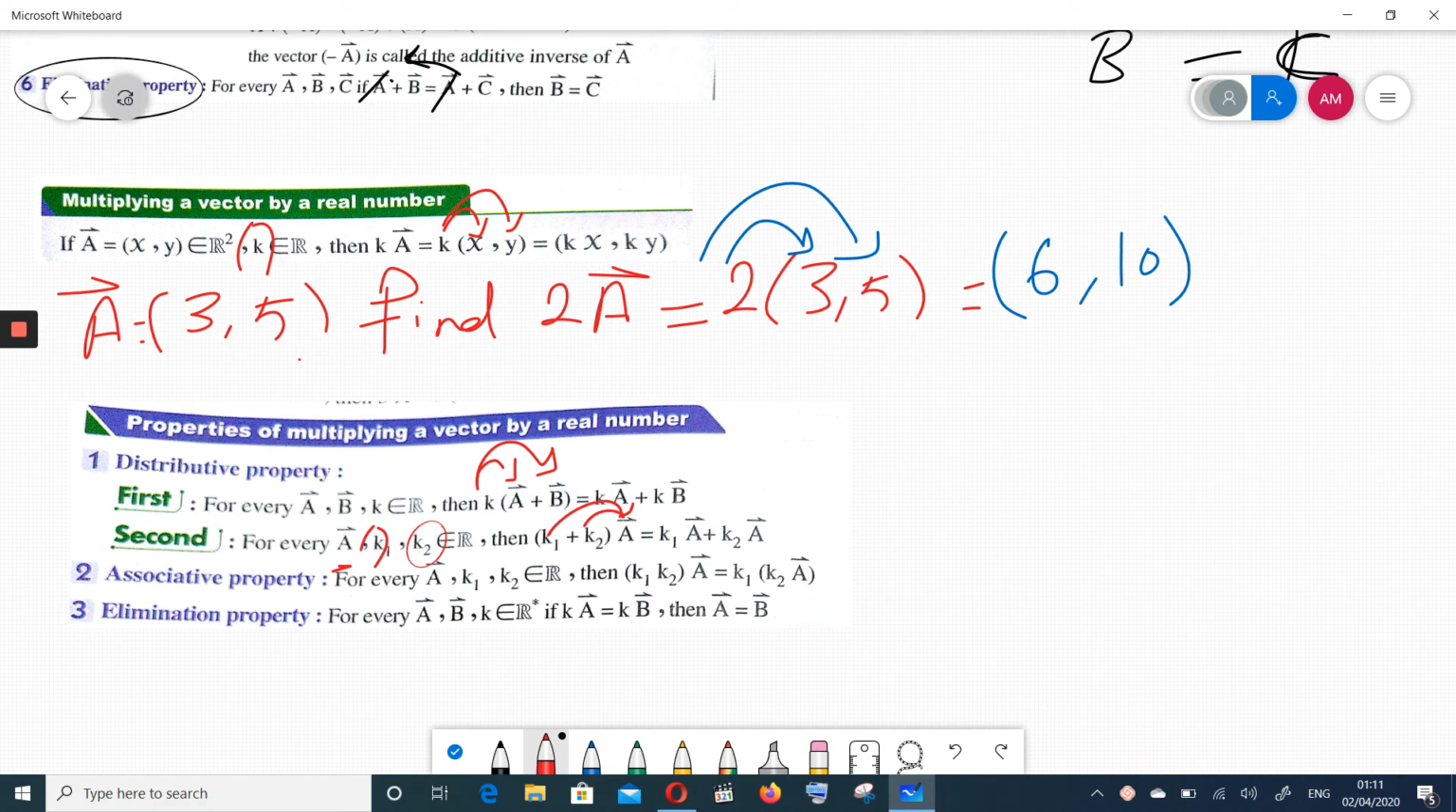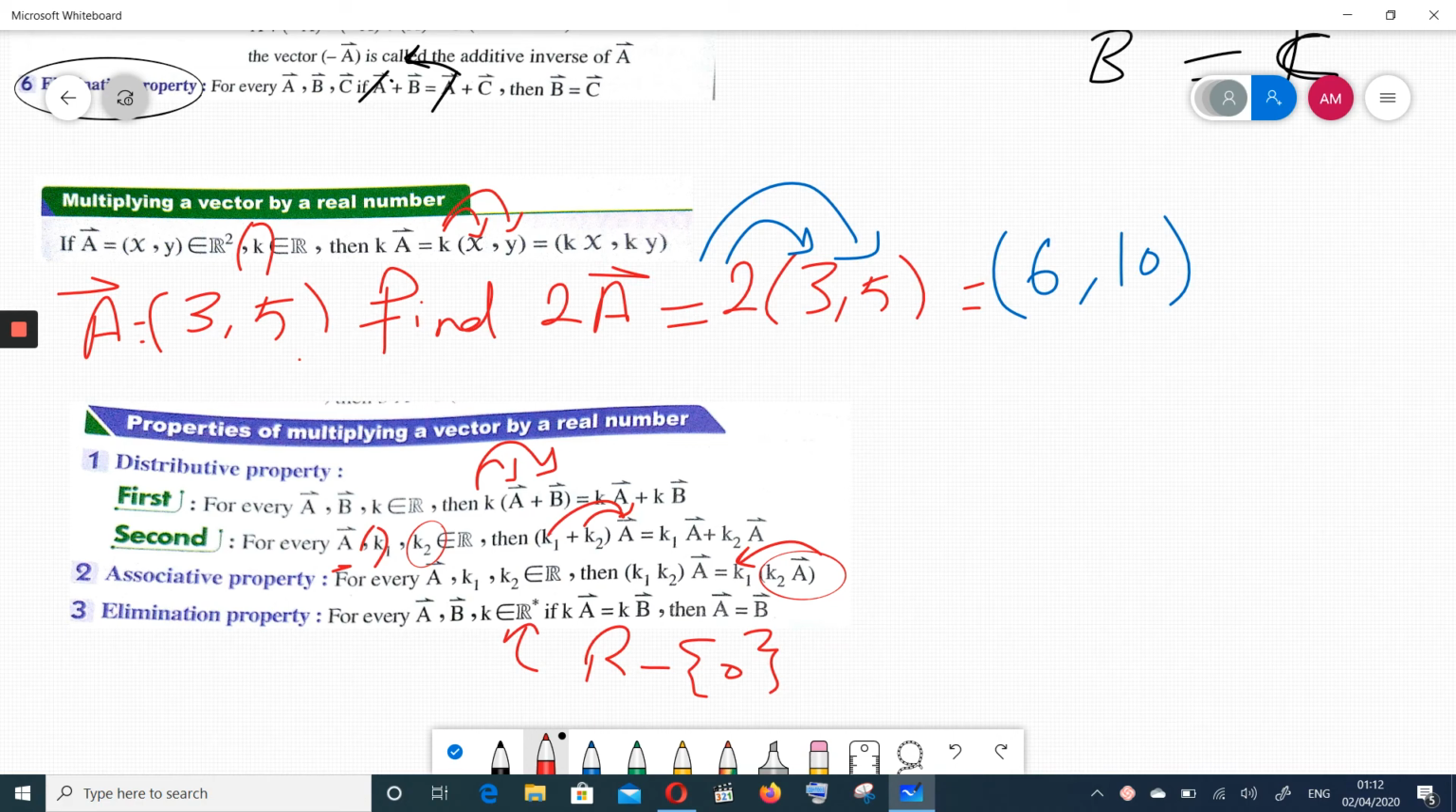Associative property, that means with vector A, k1, and k2, the same thing: if we multiply k1 times k2 first, after that we get the answer times vector A, or we get the value of k2 and vector A together, after that we multiply it by k1, the same thing. Elimination property means vector A, vector B, and k all belong to R star, and R star means R minus 0.